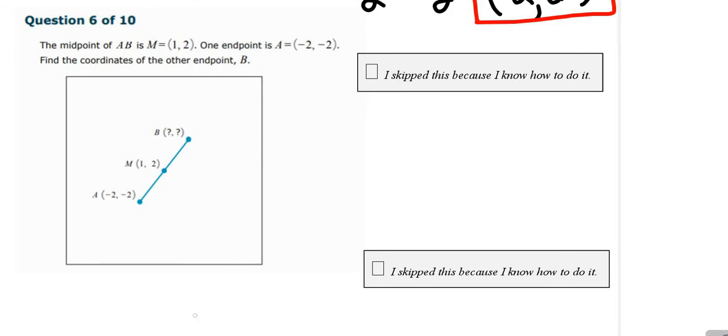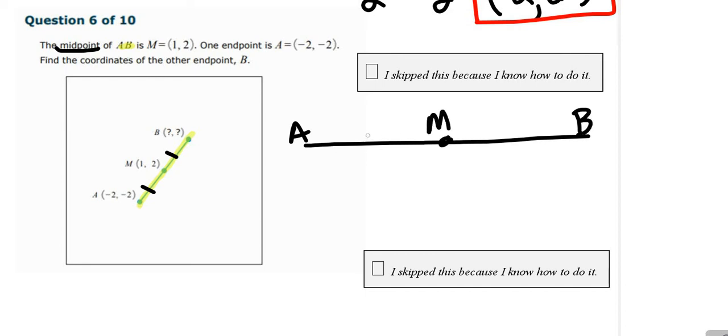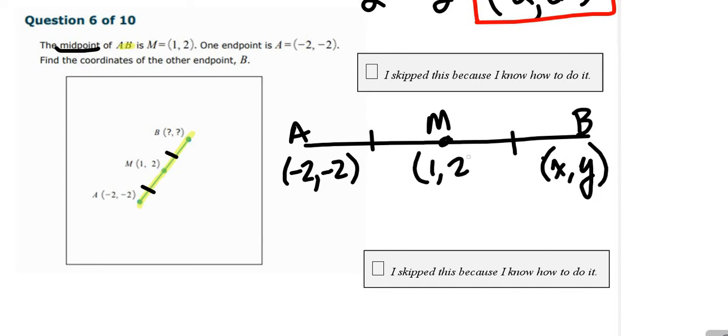We have here a segment, AB, and M is a midpoint. That means those are equal. Let me get these coordinates here a little bit bigger. There's a couple ways to do this. There's what I call a logic way and an algebraic way. The algebraic way would look like this.